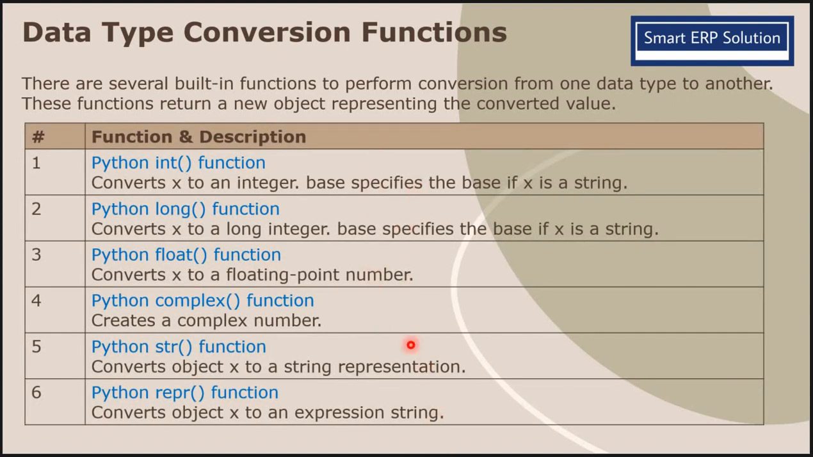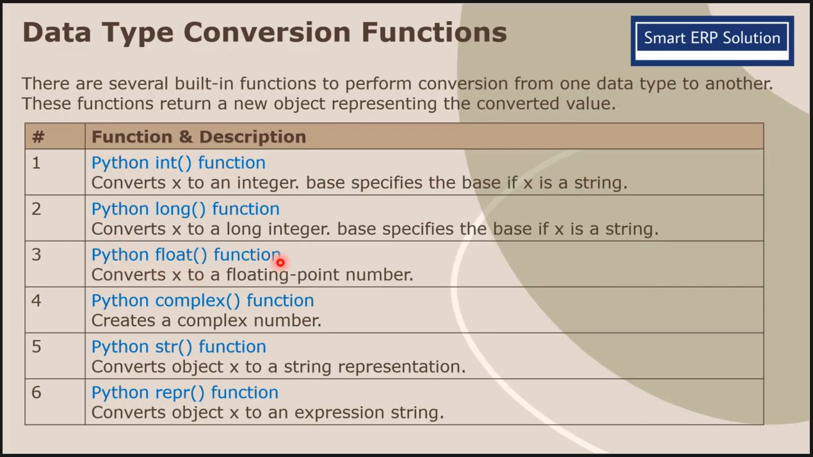List of some conversion functions. Number 1, Python int function. It converts x to an integer. Base specifies the base if x is a string. Next, Python long function. It converts x to a long integer. Same, base specifies the base if x is a string.